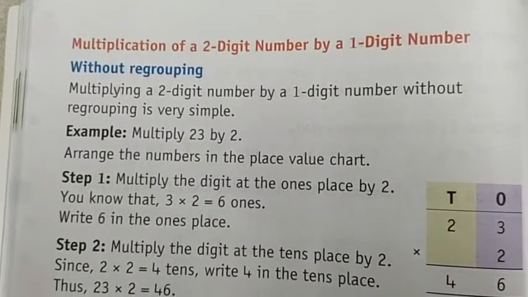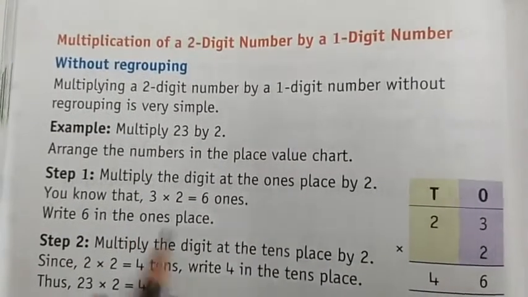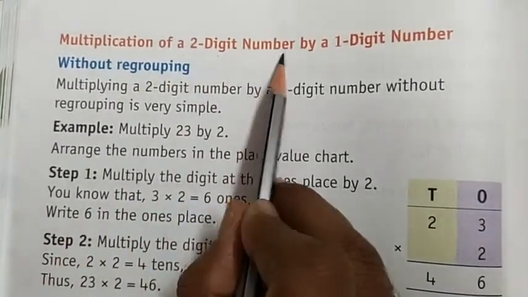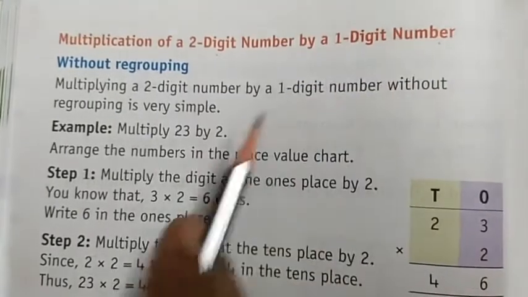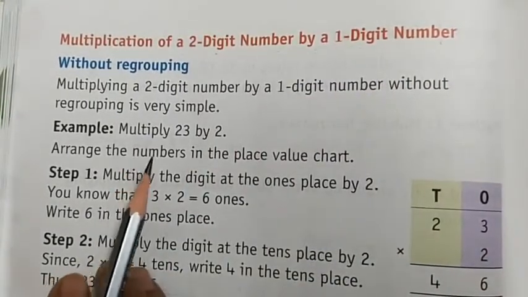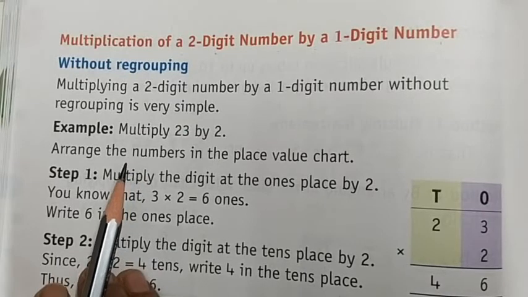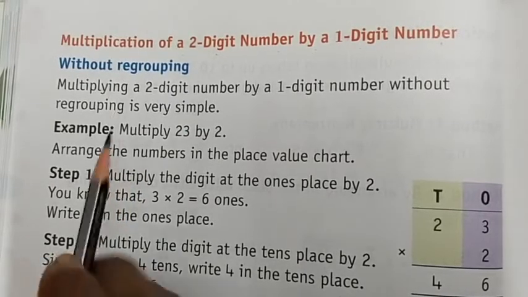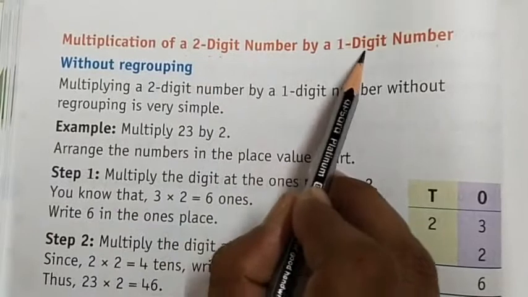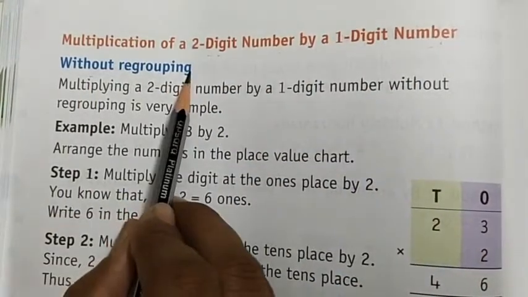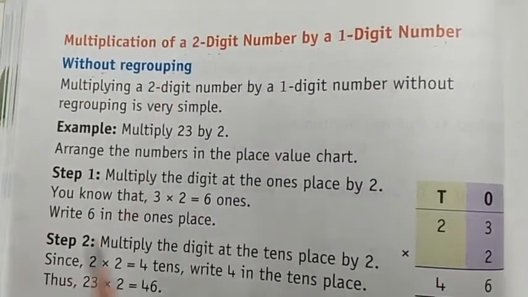Then we'll learn the next concept of multiplication. The multiplication of a 2-digit number by a 1-digit number. Multiplying a 2-digit number into a 1-digit number. As we are familiar with writing numbers from 1 to 1000, now, multiplication of a 2-digit number by a 1-digit number, without regrouping. Again, we have regrouping.